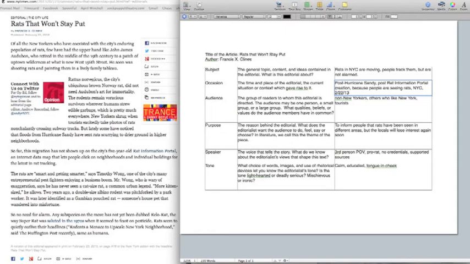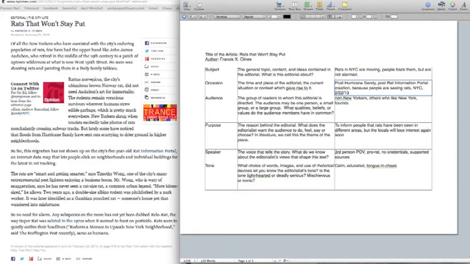The audience, this is a little tricky. Because of where the editorial is, the city life section, and we're also talking about New Yorkers, you might immediately jump there. But we've already said that people are tracking them but aren't alarmed about the rats. So this can't be about New Yorkers.